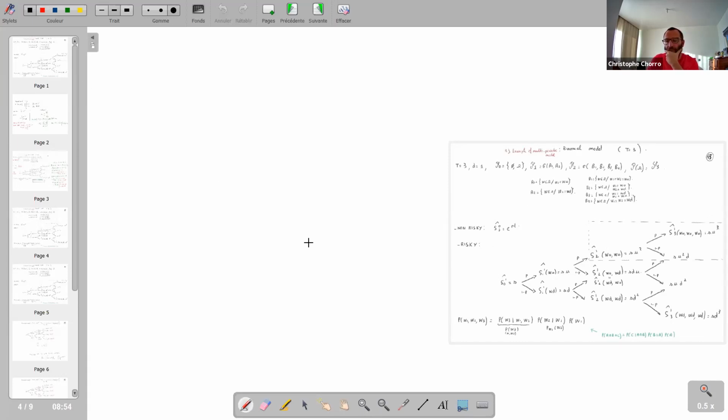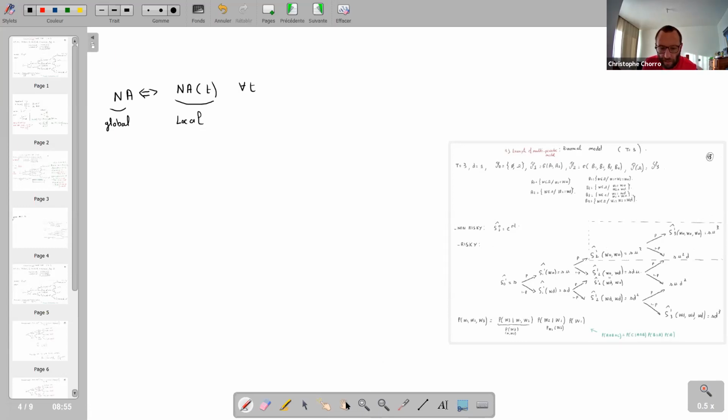Okay, so I can say everything here because we have proved together, I don't remember the name of the proposition, but it's a proposition at the beginning of the course, that the no arbitrage hypothesis is equivalent to the fact that I don't have local arbitrage. So global arbitrage is equivalent to the fact that I don't have local arbitrage opportunities.